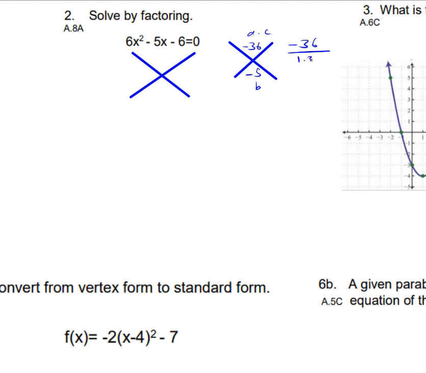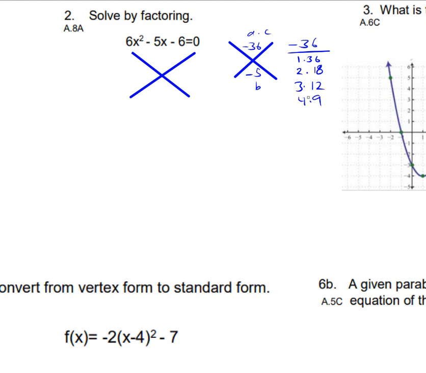So 1 times 36 would give me 36, but there's no way one of those could be negative and add up to negative 5. So 2 times 18 would give me 36, but once again, if I add both of those, I'm not getting negative 5, right? So 3 times 12, once again, if one of those is negative, not getting negative 5. 4 times 9. Ooh. If one of these is negative, it will add up to negative 5.